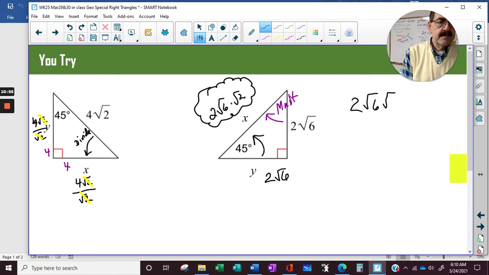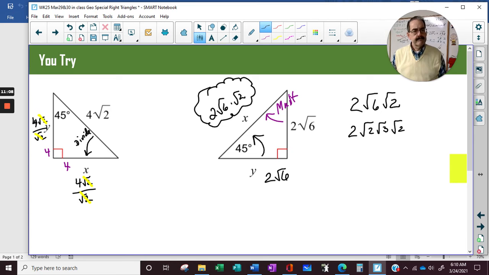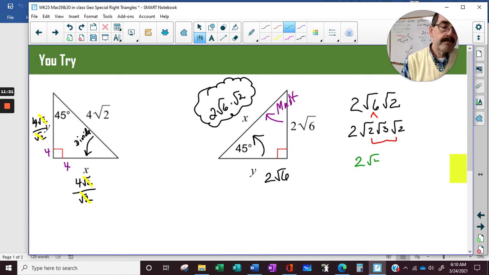Did anybody simplify this? How about this? Does that help? Because 6 is nothing more than 2 times 3. Okay, see the pair? How about if I rewrote it like this? Does this help you see it? Radical 12, 2 times 6 is 12, 4 times 3. I know the square root of 4 is 2. 4 radical 3.